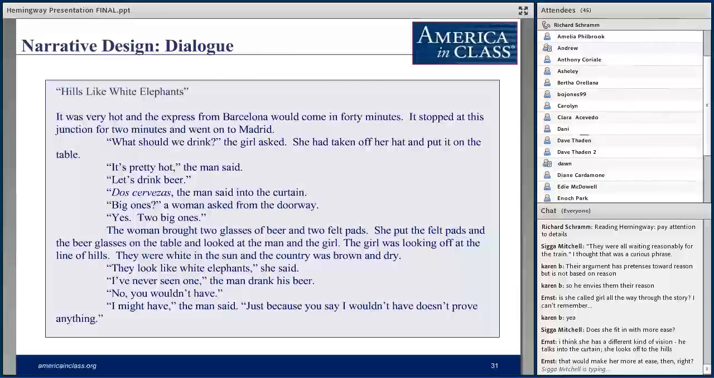Over her resistance. Yeah, and Ernest Denise Bunbury writes, I think she has a different kind of vision. He talks into the curtains and she looks off into the hills. He does seem fairly pedestrian, and she can think artistically. She uses a simile. They look like white elephants. He doesn't see that. Exactly so.